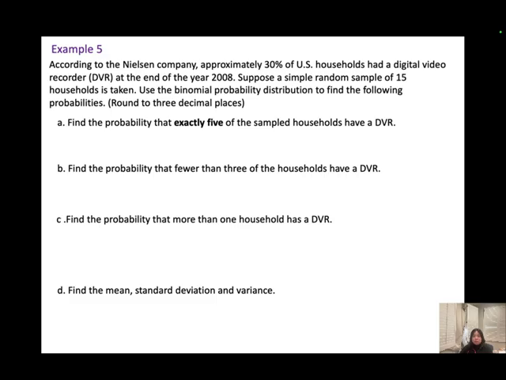Example 5. According to the company, approximately 30% of United States households had a digital video recorder, the DVR, at the end of the year 2008. Suppose a simple random sample of 15 households is taken. Use the binomial probability distribution to find the following probabilities. I want you guys to try to do it by yourself. Make sure you write out what you're looking for, P of x equal to what, and then show me your work by binompdf or by binomcdf.